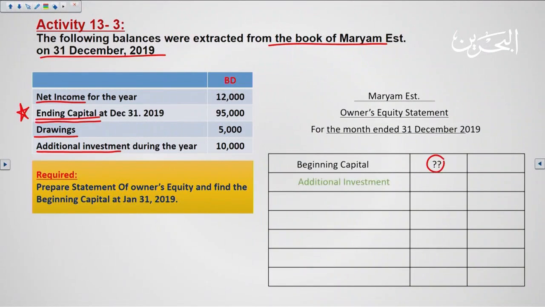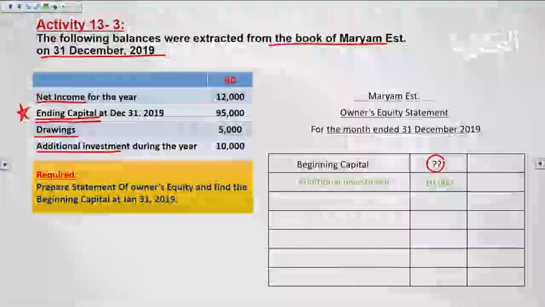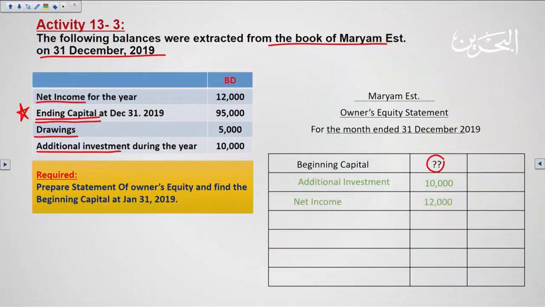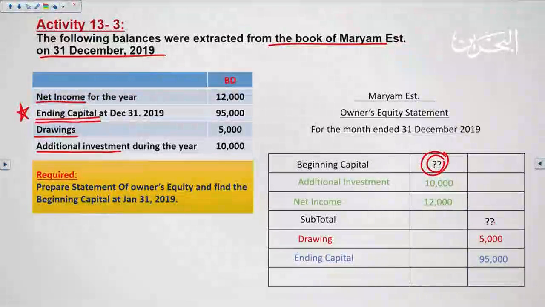Then I will add the additional investment, which is 10,000 BD, the net income, 12,000 BD, and I need now to add the subtotal of these 3 figures, but unfortunately I can't find it because of this missing amount. So again, I will come back later for this amount. I will write down now the event that will decrease the capital, which is the drawing. It is equal to 5,000 BD, and they give us the ending capital, 95,000 BD.